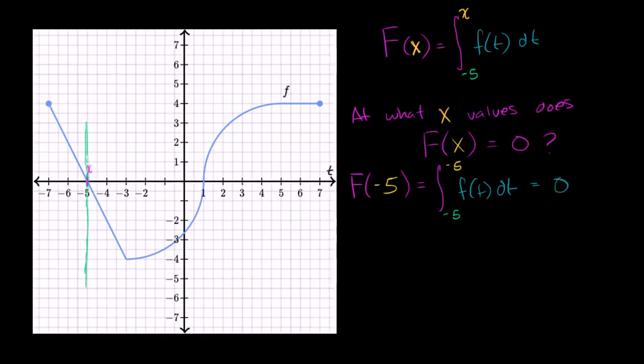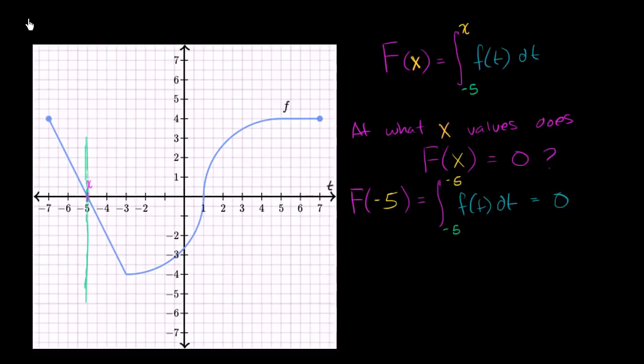So we can list x equals negative 5 as being one of the x values that makes capital F of x equal 0. But let's see if we can find more of them. Let me erase this right over here. We're starting at t equals negative 5.